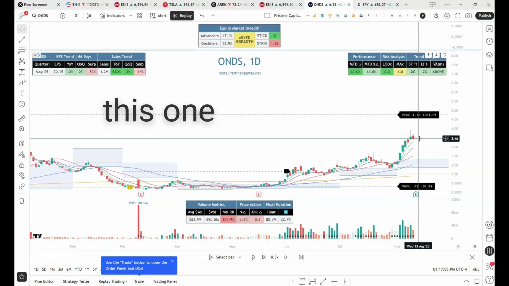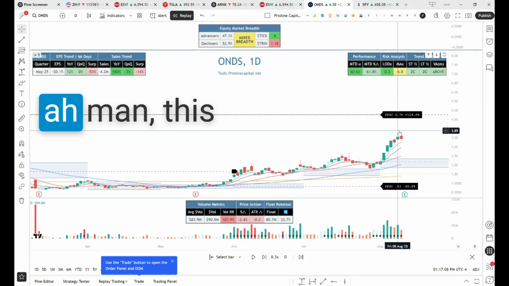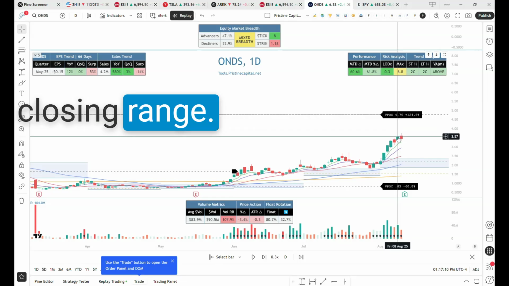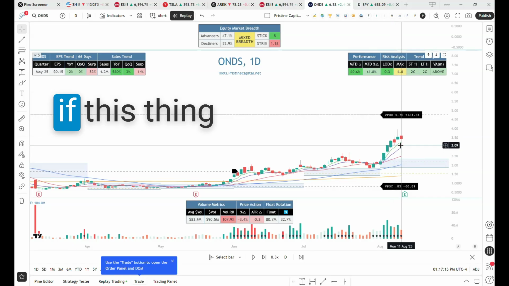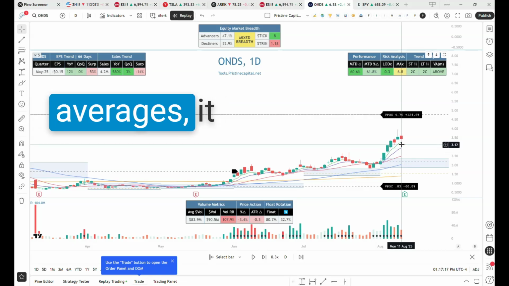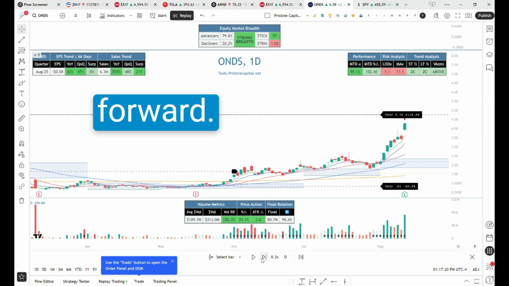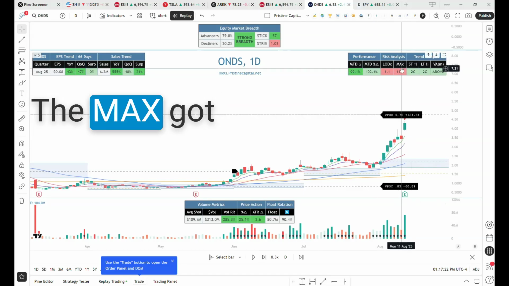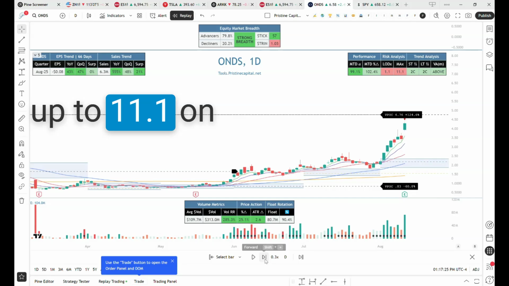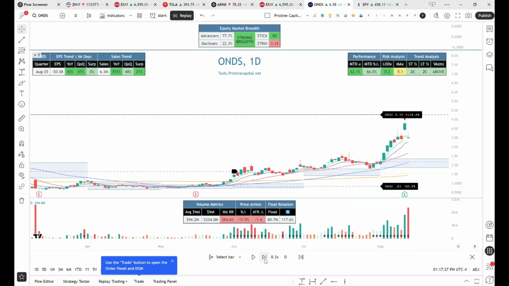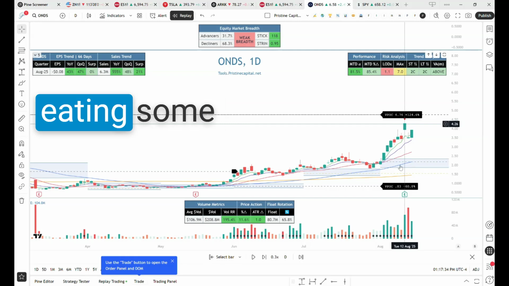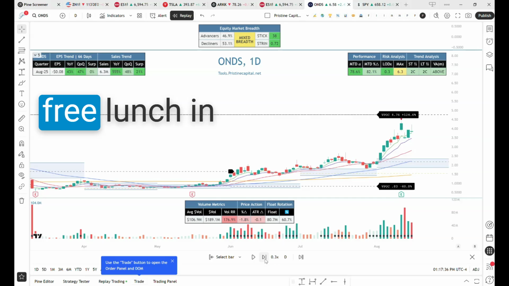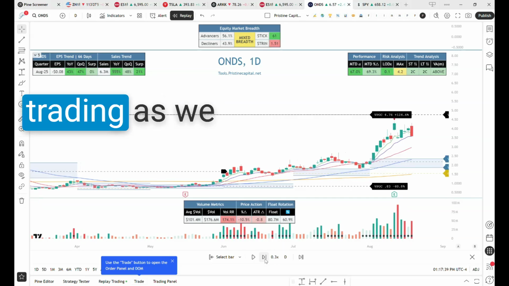Now, on a candle like this, one might go, oh man, this thing had a poor daily closing range. This is probably where I would take my position off. But it is important to remember, if this thing isn't violating any of the key moving averages, it can still move forward. So let's take a look. The MAX got all the way up to 11.1 on this advance, and there was a pullback. So again, if you wanted to capture the entire move, you would have to be eating some of these pullbacks. There is no free lunch in trading.